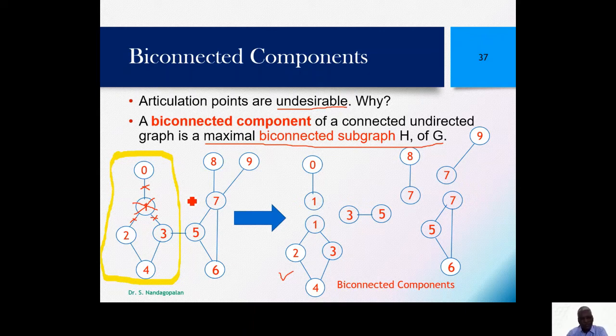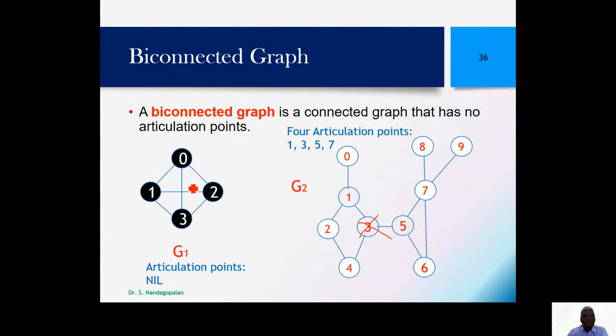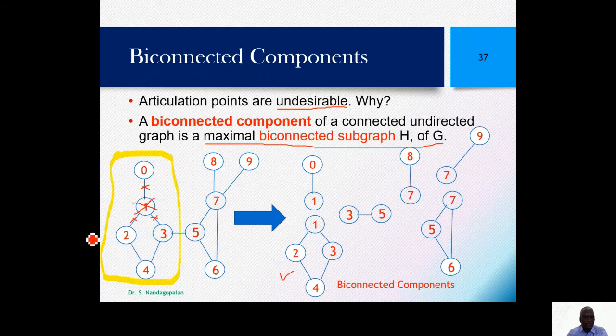We already defined that a biconnected graph or subgraph is a connected graph which does not have any articulation point. But this one has an articulation point, and hence it cannot be called a biconnected subgraph at all. Then where is the question of a biconnected component? So it will not come into the picture.